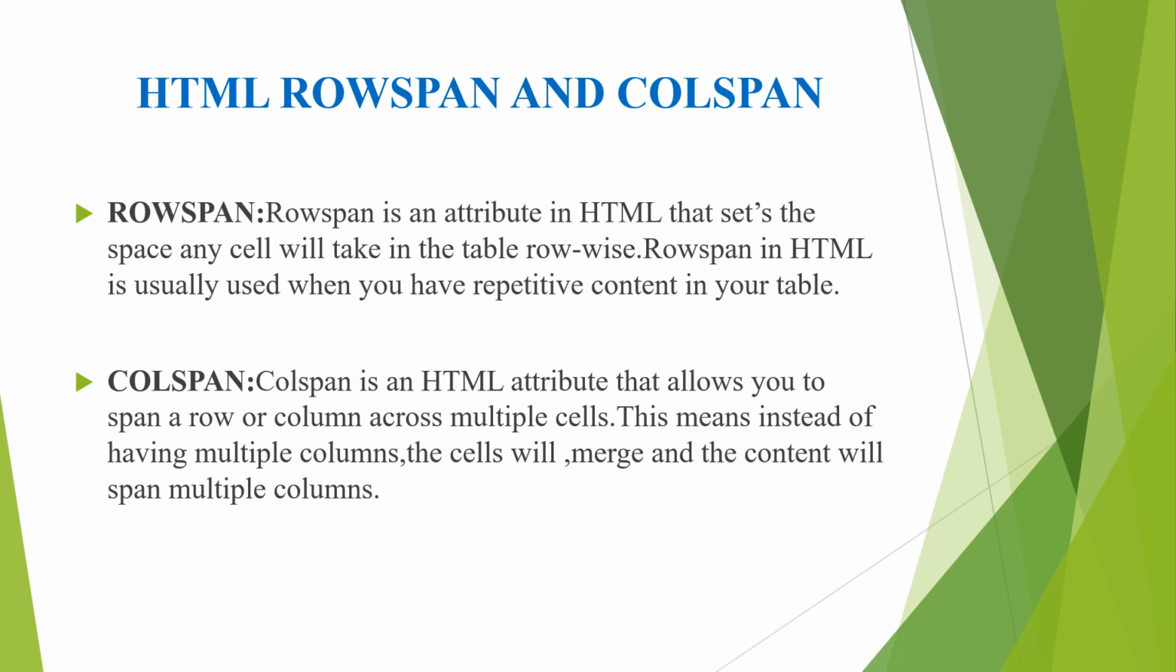And then moving to HTML row span and column span. The row span is an attribute in HTML that sets the space any cell will take in the table row-wise. Row span in HTML is usually used when you have repetitive content in your table. The column span is an HTML attribute that allows you to span a row or column across multiple cells. This means instead of having multiple columns, the cells will merge and the content will span multiple columns.